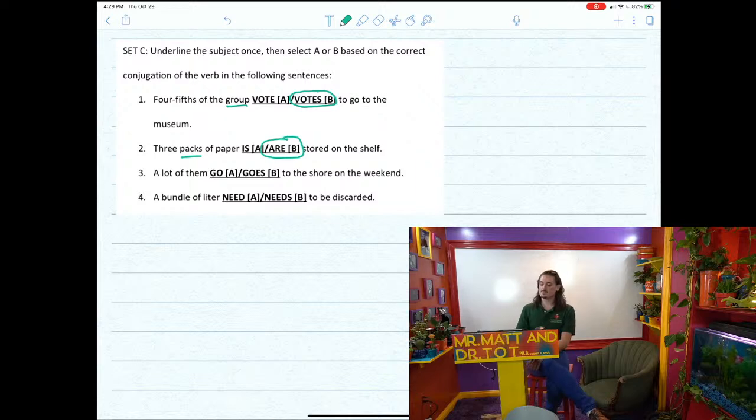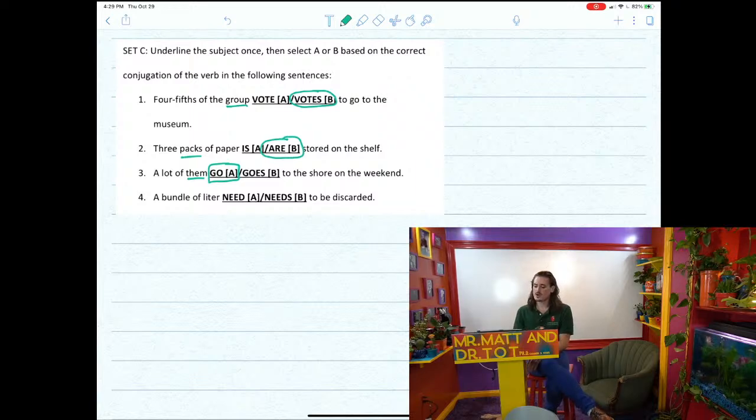Number 3, a lot of them go or goes to the shore on the weekend. So a lot indicates a portion, so we're going to be guided by the noun that comes after the word of. That's this plural pronoun them. Them is a plural word, so we need a plural verb. Plural nouns usually end in S, so plural verbs will usually not end in S, so we want the plural verb go. And you can test a few simple sentences out. He goes to the park, they go to the park. So you can construct it to see if it makes sense with your mind's ear.